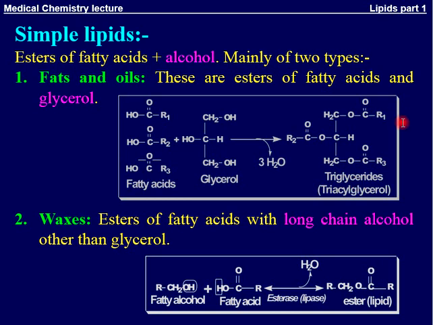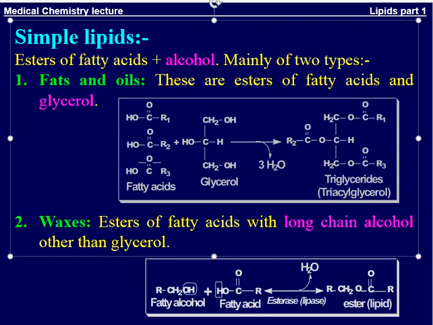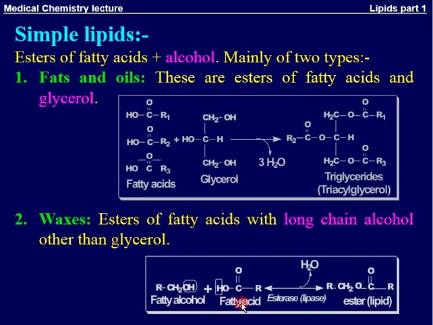When we see this structure, a structure that needs glycerol, we can call it fat and oil. The second type of simple lipid is waxes. Waxes are esters of fatty acid with long chain alcohol, other than glycerol. If the alcohol is glycerol, we get fats and oils; if it is a long chain alcohol, we get waxes. Here the wax has one OH, so we need one fatty acid, an esterification reaction with elimination of water to get the ester, where the R group is a very long chain.